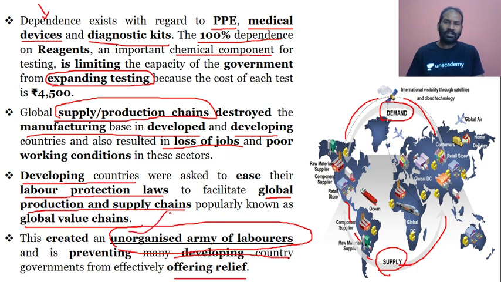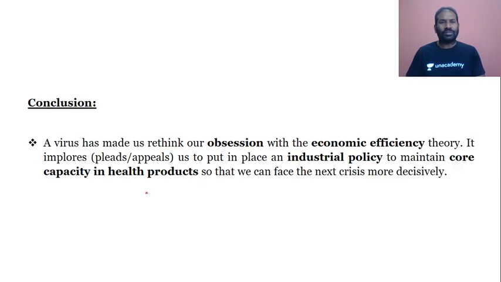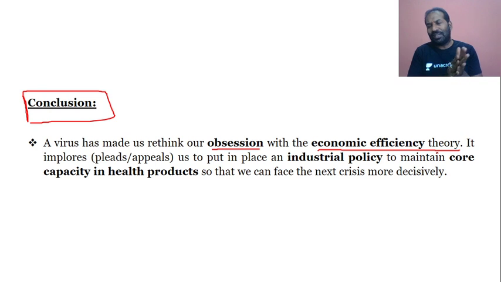And now the unorganized employees in the unorganized sectors are totally under the loss of jobs. And I would conclude this by saying, the pandemic has made the entire world rethink about what? About our obsession. Obsession in regards to what? Economic efficiency theory. That is what the developed countries were thinking.